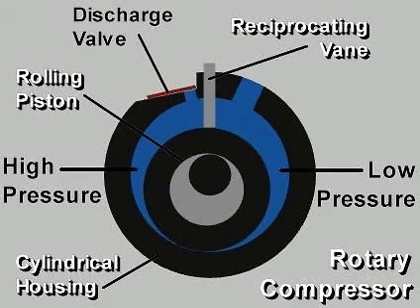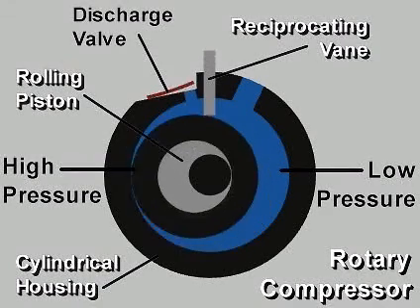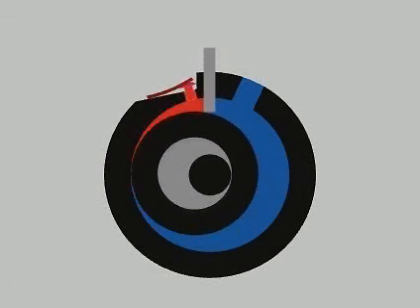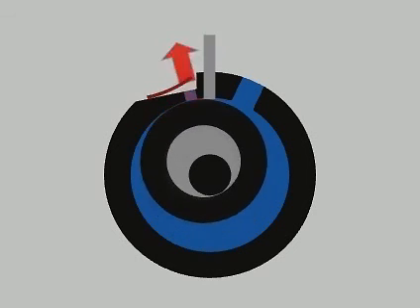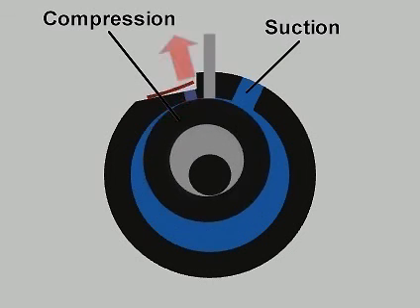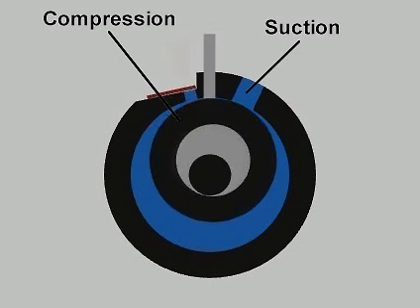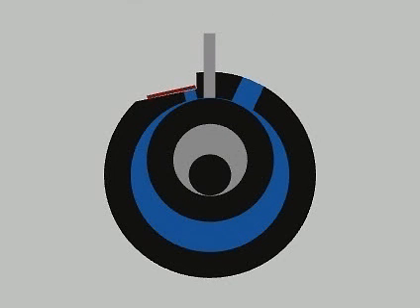There is only one valve, the discharge valve. It takes 2 full rotations of the shaft to draw in and compress a volume of refrigerant vapor. Notice how compression and suction occur simultaneously on opposite sides of the rolling piston.